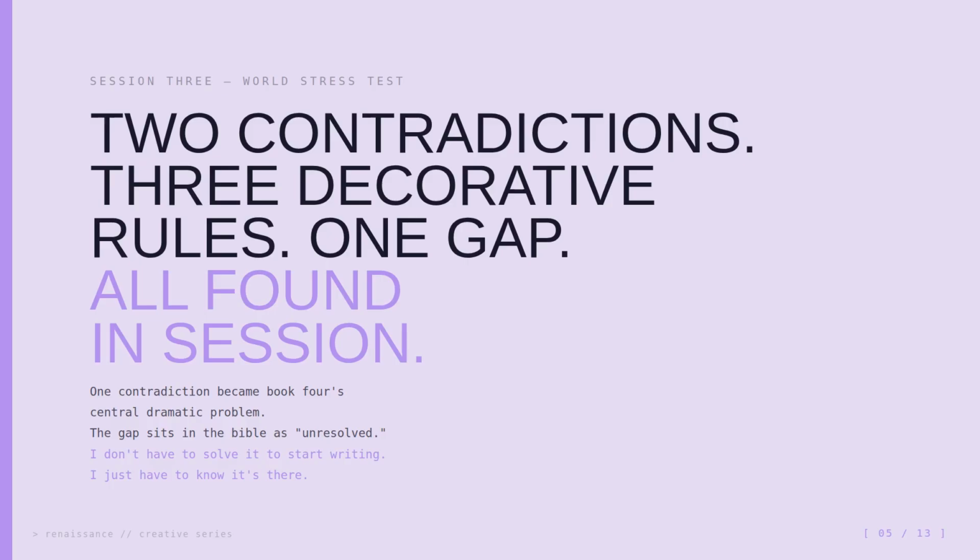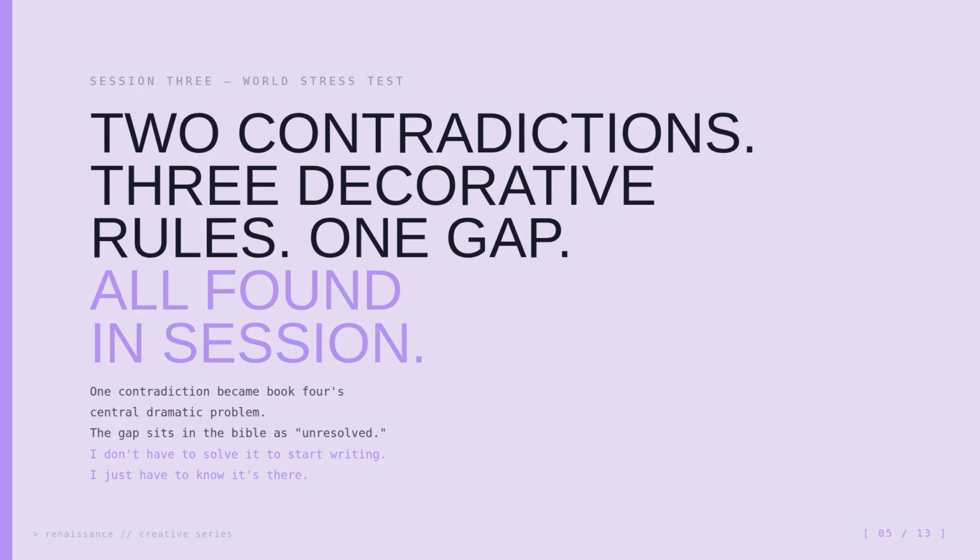Session 3 is the stress test on the world's architecture. I pasted in the first 3 of the 9 hermetic pillars and ran the world stress test prompt from episode 2. Claude found 2 logical contradictions between the pillar rules, 3 places where the rules were decorative rather than story generating, and 1 gap in the world's internal logic that I'd been quietly papering over because I didn't know how to resolve it yet.